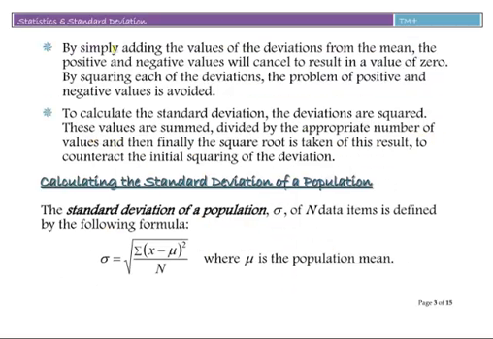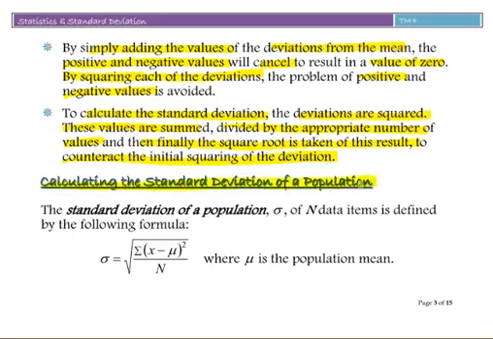By simply adding the values of the deviations from the mean, the positive and negative values will cancel to give a result of 0. By squaring each of the deviations, the problem of the positive and negative values cancelling is avoided. So to calculate the standard deviation, the deviations are squared. These values are then summed and divided by the appropriate number of values, and then finally the square root is taken of this result. That's to counteract that initial squaring of the deviation.